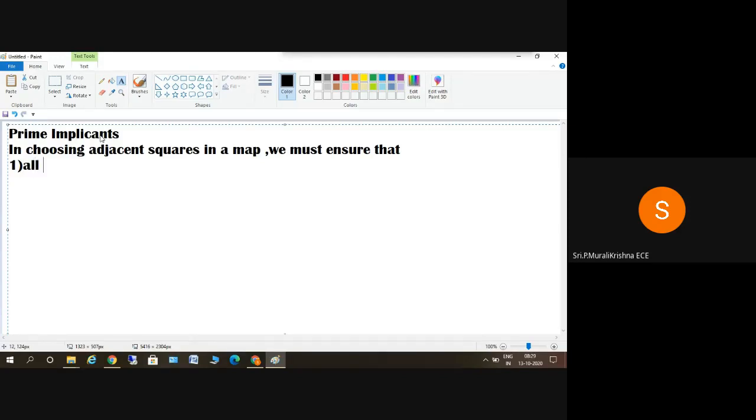All the minterms must be covered when we combine the squares. When we cover the squares, don't care terms are not minterms, so there is no need to cover all the don't care terms. But minterms, all of them should be covered.